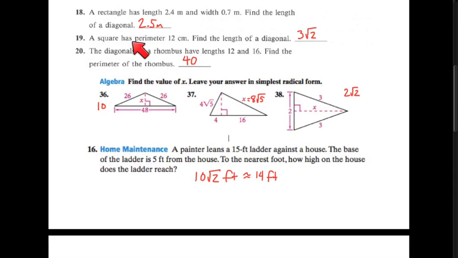The perimeter of a square. If the square has a perimeter of 12, then each side is equal to 3 centimeters. And then the diagonal makes a right triangle. The diagonals of a rhombus have length of 12 and 16. Let's talk about that for a second.